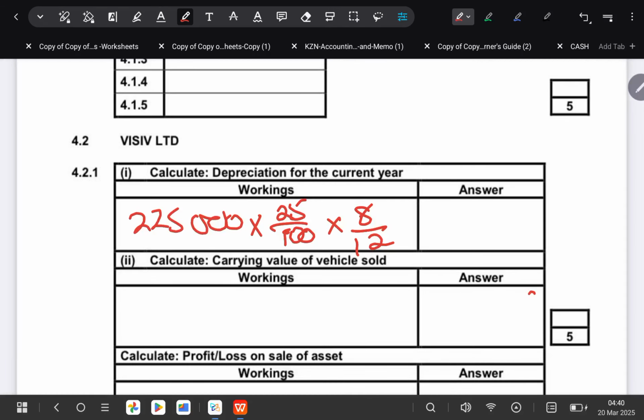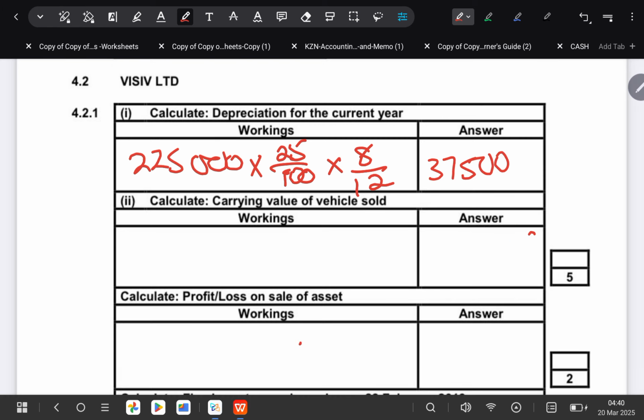So when we do that calculation, we are going to say 225,000 multiply by 25 divide by 100, and then multiply by 8 divide by 12. Okay, let me just do it. 225,000 multiply by 25 divide by 100, and then multiply by 8 divide by 12. It's going to give us 37,500. So our depreciation for this asset is 37,500.